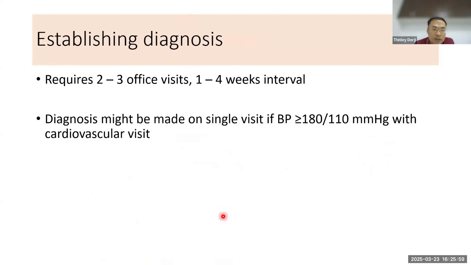Now, how do you really establish that a person has hypertension? This requires 2 to 3 office visits. It means that you cannot make a diagnosis based on one reading, and it has to be at an interval. The standard interval recommended is 1 to 4 weeks. This means that we conduct a lot of screening for hypertension, and if the first reading on screening is high, you can never label it as hypertension unless it is more than 180 or 110 and with a cardiovascular risk factor.